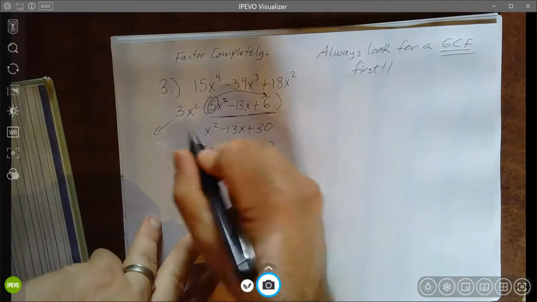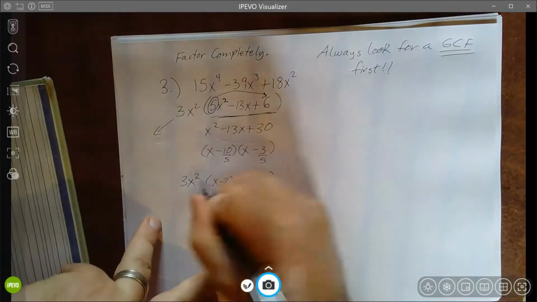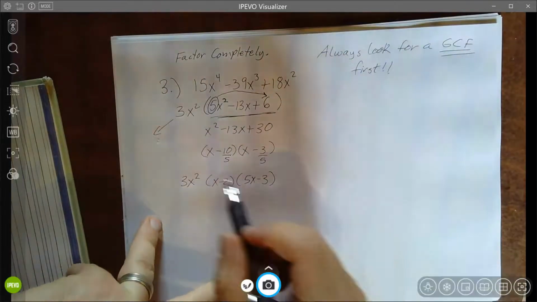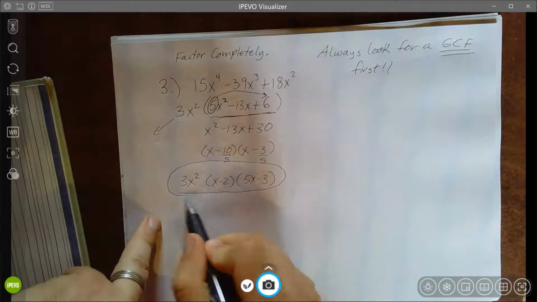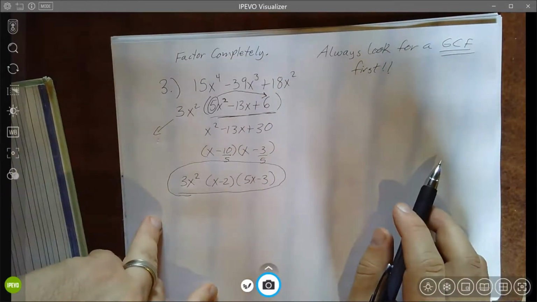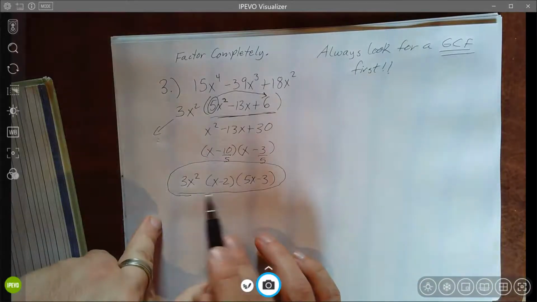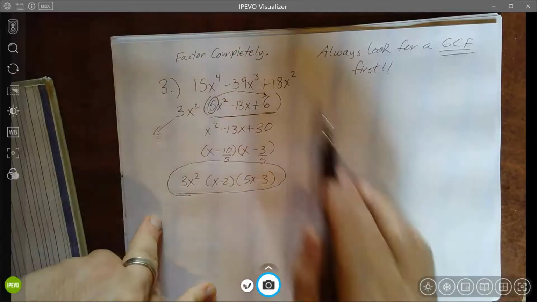And remember that 3x squared, it's going to just come down as just part of this final solution. It just comes along for the ride. So this is the final way to factor completely the original problem. If we distributed that 3x squared into here and then FOILed that result with this, we would end up back where we started.